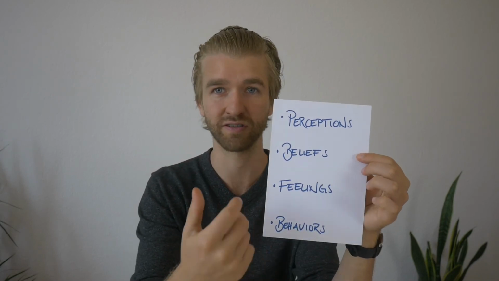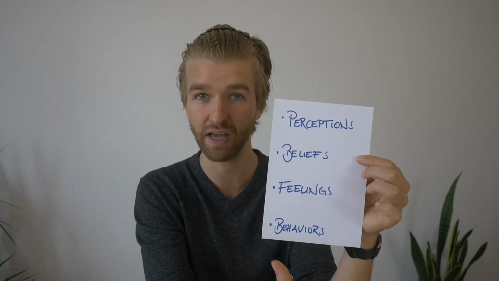As a really short summary of video 1, we're all made up of different parts. Each part has its own perceptions, feelings, beliefs, and behaviors. And depending on which one is active in us, we will feel, behave, think, and perceive differently.